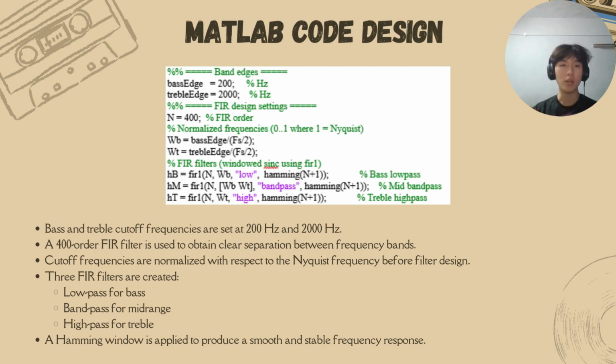In MATLAB, we first define the cutoff frequencies of bass and treble at 200 and 2000 Hz. A 400 order FIR filter is used to obtain a clear separation between the frequency bands. Before designing the filters, the cutoff frequencies are normalized with respect to the Nyquist frequency. Then three FIR filters are created: a low pass filter for bass, a band pass filter for mid range, and a high pass filter for treble. A Hamming window is applied to ensure a smooth and stable frequency response.